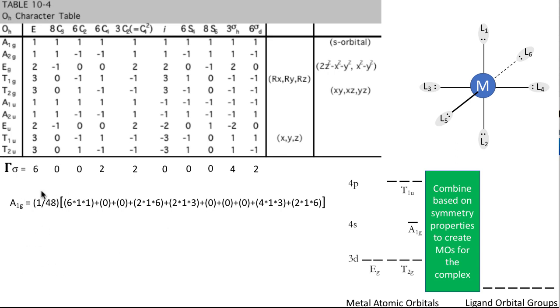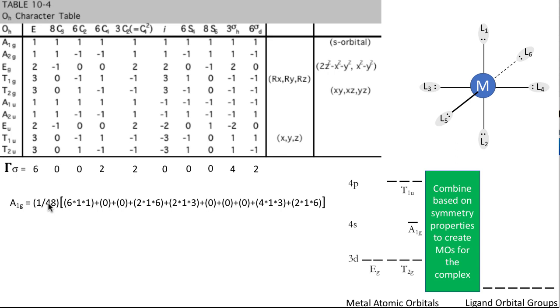I've started with writing out an equation to reduce this to determine how many A1g symmetry groups there are. So we'll just go through this quickly and then you can work out the rest of them. For this particular character table, the order, right, is found 1 plus 8 plus 6 plus 6 plus 3 and so forth. So the order of the group is 48.